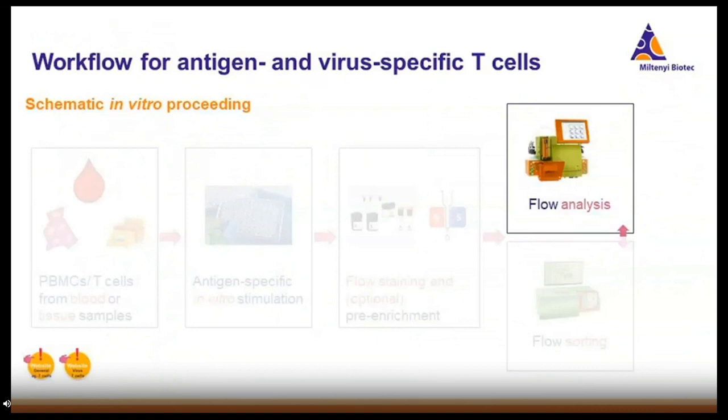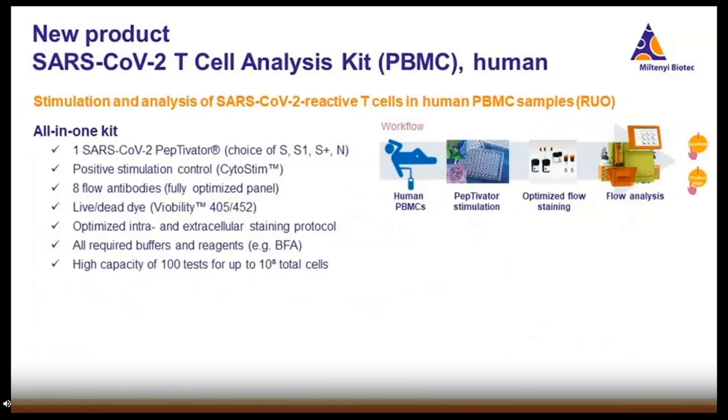So when it comes to flow analysis, we of course do not only have the REAffinity antibodies and the VioDyes, but we also have ready-to-use optimized flow kits. And we'll have a look at those now. So now let's take another look at our new SARS-CoV-2 T Cell Analysis Kit, PBMC, Human, that I already shortly introduced to you in the beginning.